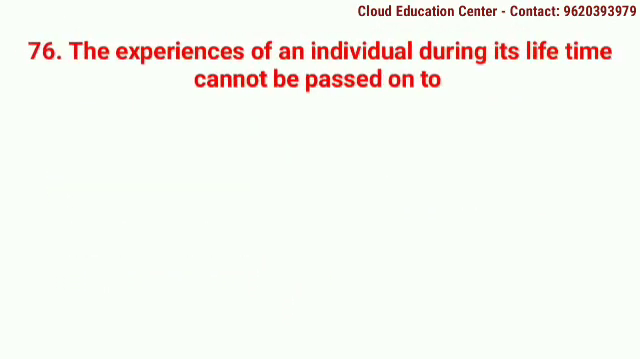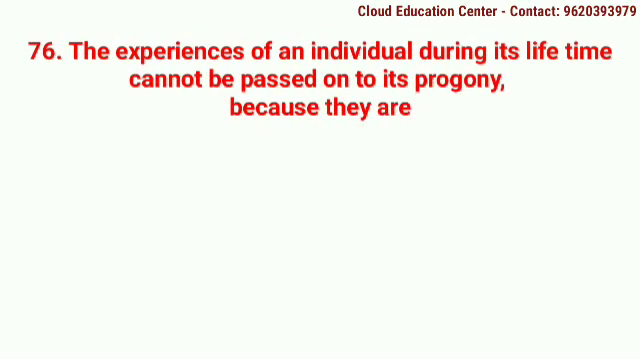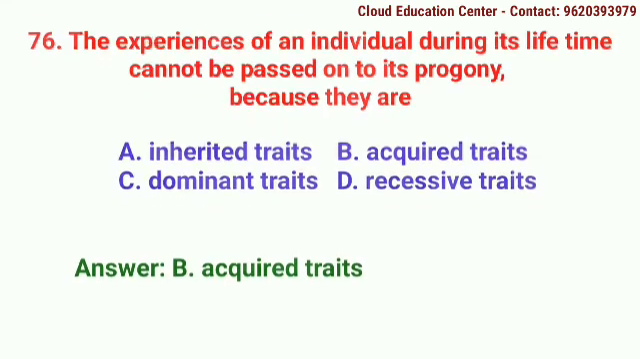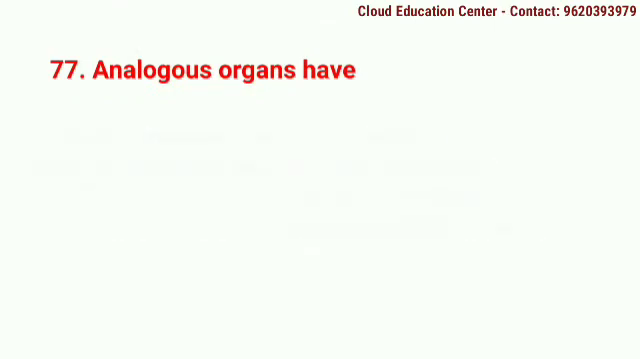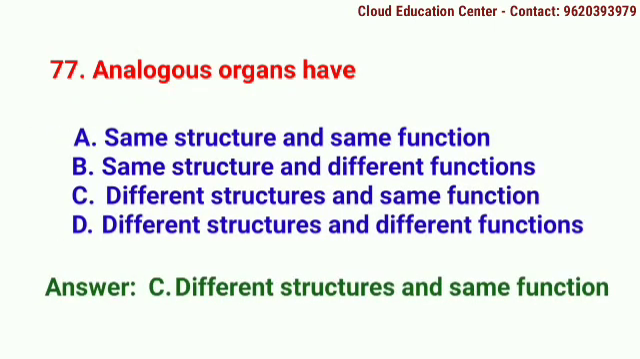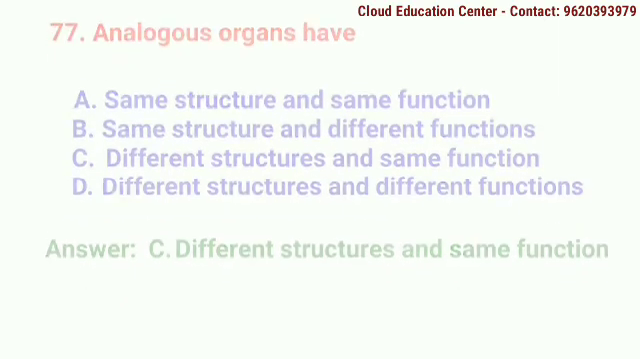The next question is the experiences of an individual during its lifetime cannot be passed on to its progeny because. There are four options. In that, option B, acquired traits is the correct one. The next question is analogous organs have. There are four options. In that, option C, different structure and same function is the correct one.